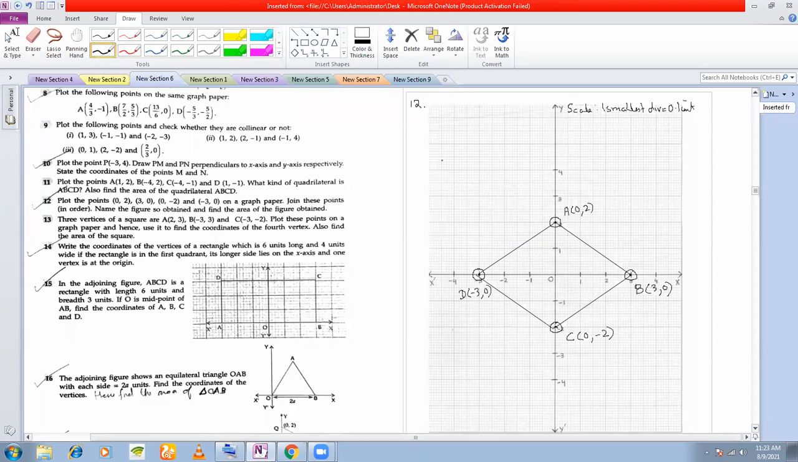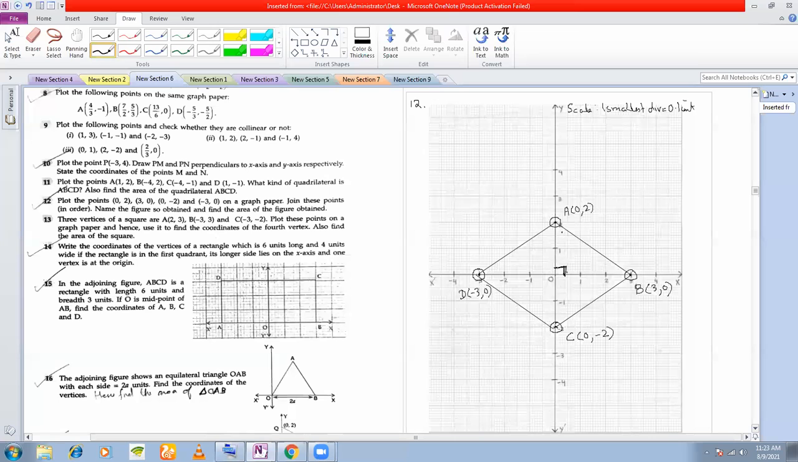It's a parallelogram. Yes, it's a parallelogram. But what kind of parallelogram? It is a special parallelogram. Yes, exactly. It is a rhombus. You know why it is a rhombus? Because it is definitely a parallelogram, but what kind of parallelogram? If you see, diagonals are perpendicular to each other.